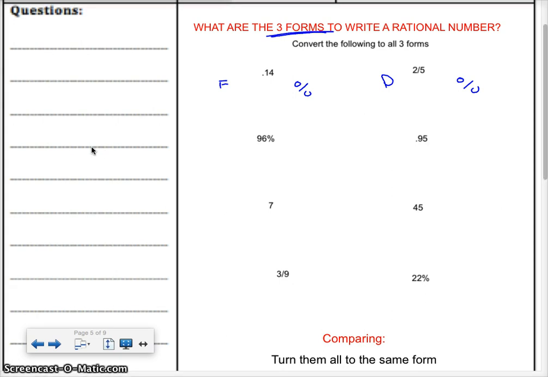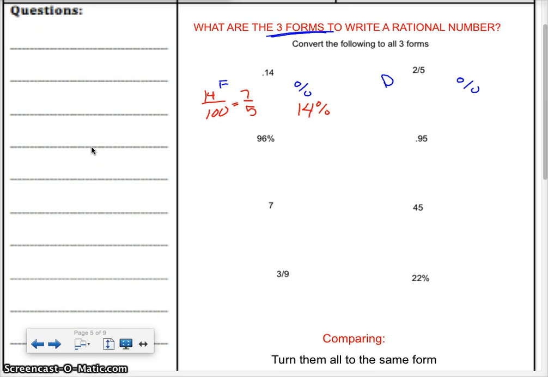Okay, Zach, what is 0.14 as a fraction? 7 over 50. Now I'm just going to connect it to how the heck did he get that? 14 over 100, number over place value, and then simplify it. And Zach, what is it as a percent? It is 14%. 14%, yep. Looks good.